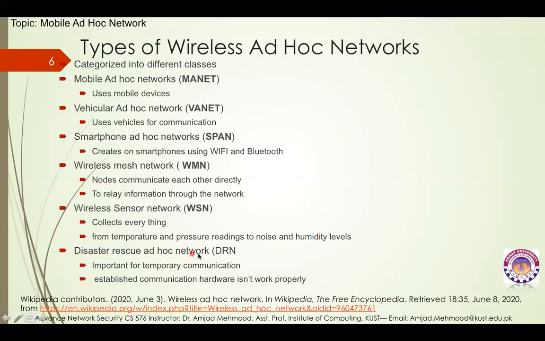Disaster rescue ad hoc network, DRN, is important for temporary communication. For example, if you have any kind of disaster anywhere, you can deploy such a network temporarily. If established communication hardware isn't working properly, you can deploy them where as per your demand or need.